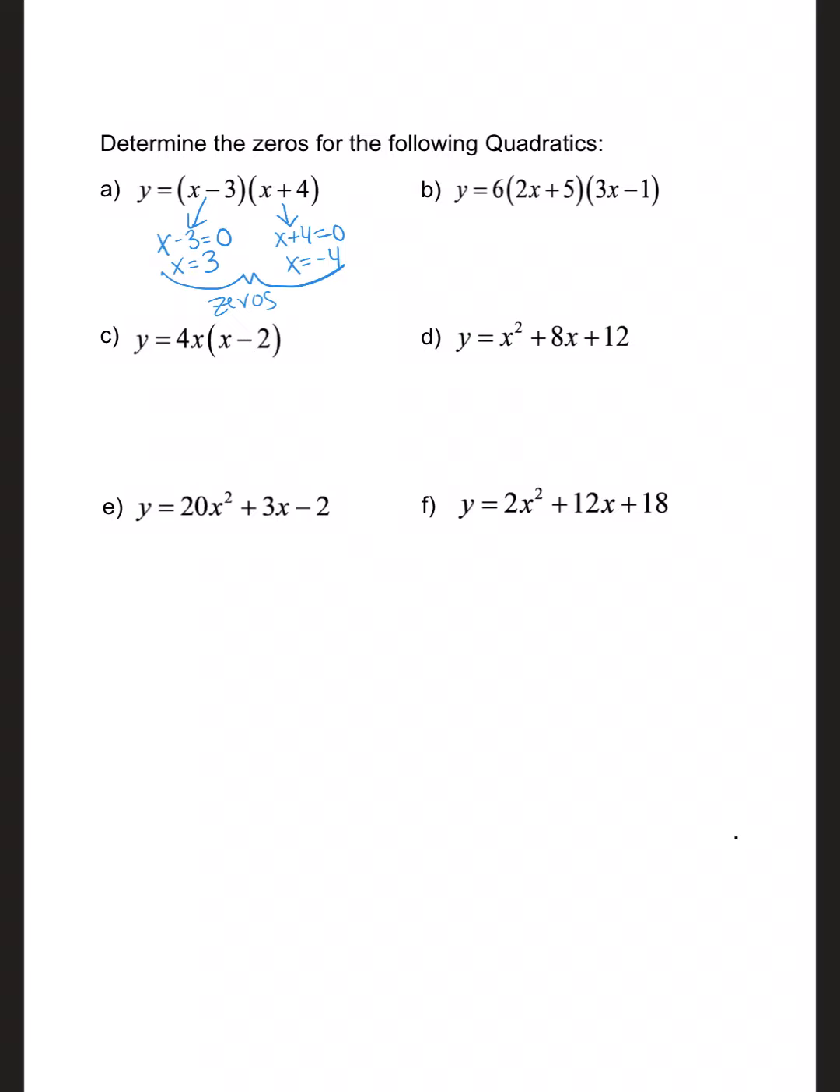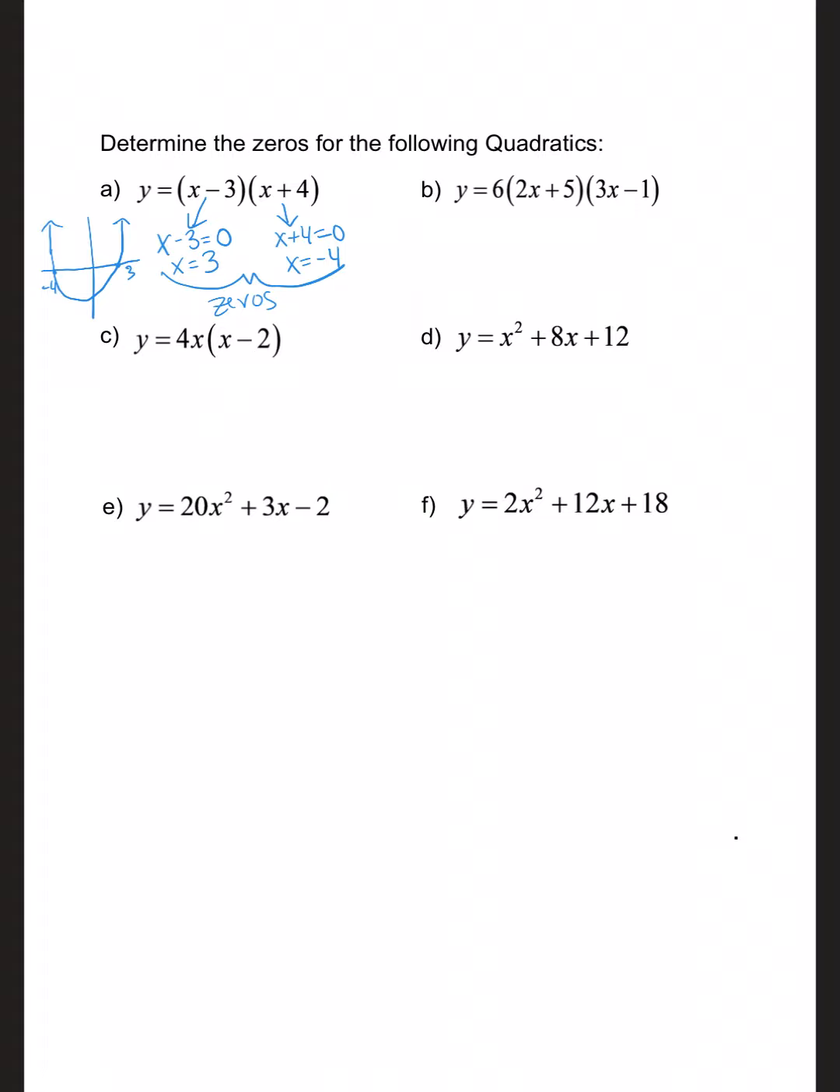So if we wanted to graph these, we could. We know we have one zero at 3, and we have another zero at negative 4. Those would be my zeros. My vertex would be somewhere down there. We don't need to worry about that right now, but that's basically what your parabola is going to look like.